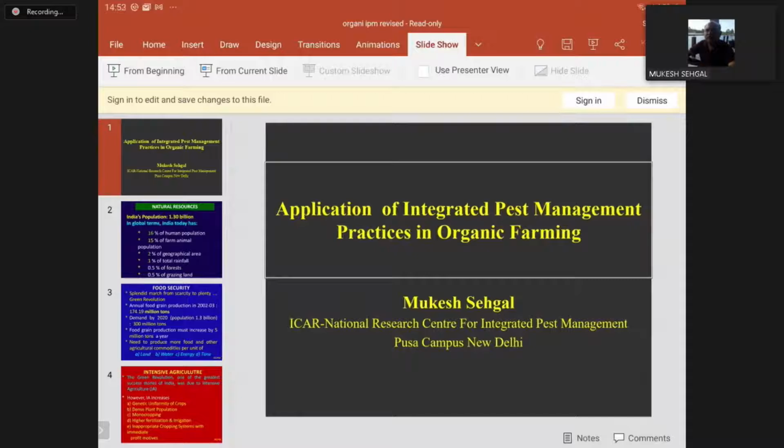Anyhow, I'll start. Esteemed Dr. Mittal and co-chairman, Dr. Pawar, director, Dr. Ravi Shankar, Dr. Chandrabhanu, and my dear fellow colleagues and participants. This is the application of integrated pest management practices in organic farming.